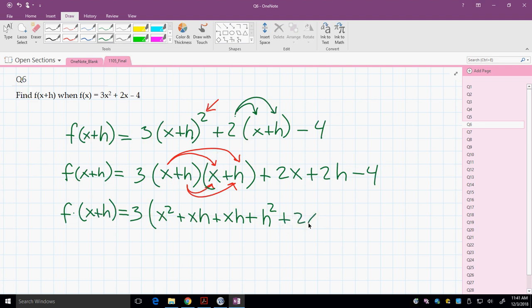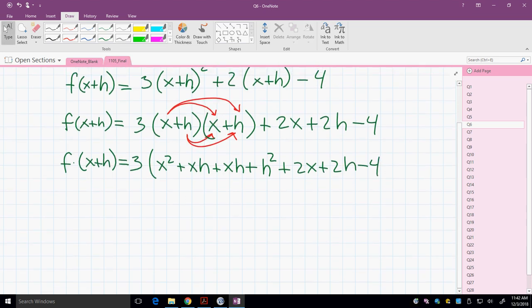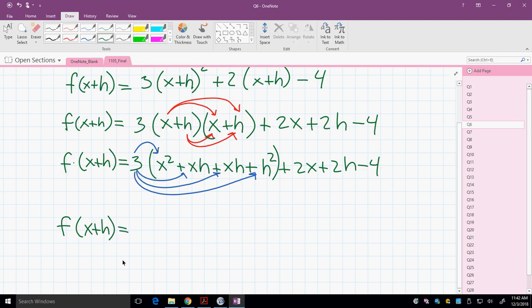I cannot combine them yet, or at least I'm going to keep it all together. Now I'm going to distribute, I'm going to clear my parentheses at the end here. So I'm going to distribute the 3 with every single term inside the parentheses. But first I need to clean up inside the parentheses. These 2 are like terms, so I'm going to combine them.